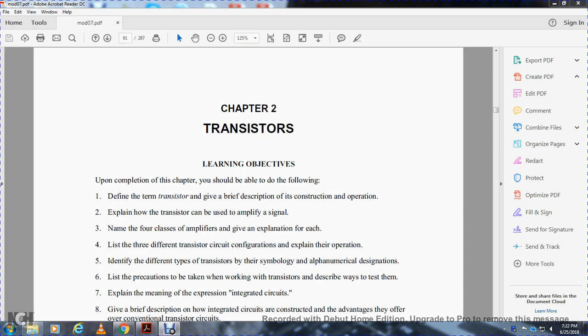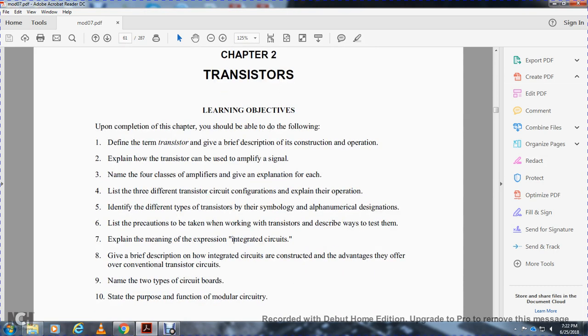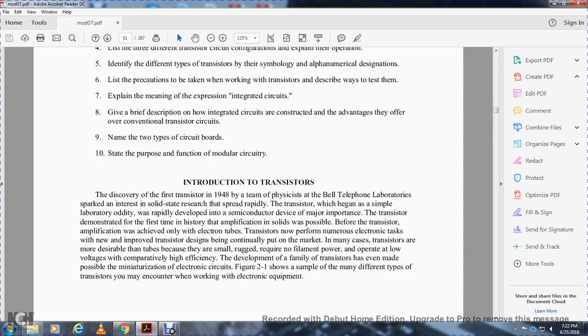State the precautions to be taken when handling transistors, describe ways to test them, explain the meaning of the expression integrated circuits, give a brief description of how integrated circuits are constructed and the advantages they offer over conventional transistor circuits. Name the 2 types of circuit boards, state the purpose of functional and modular circuitry.